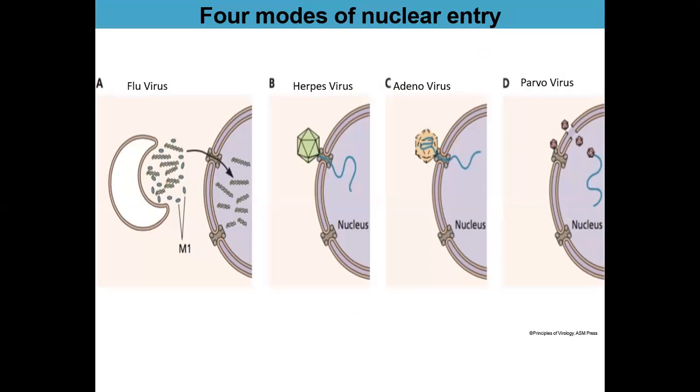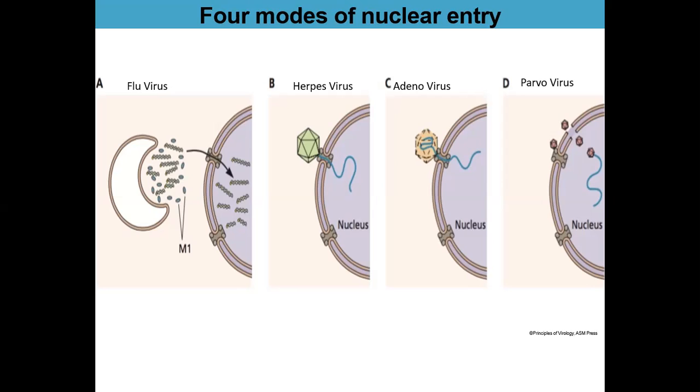All right, so these are the 4 modes of nuclear entry. Here is the flu virus using the nuclear pore, and then we have herpes viruses. Sometimes the complete capsid attaches to the external part of the nuclear membrane, and then the virus genome is released here. And this is the adenoviruses, and this is the parvoviruses, very small viruses, and sometimes they can go inside the nucleus to carry out the replication or transcription processes.